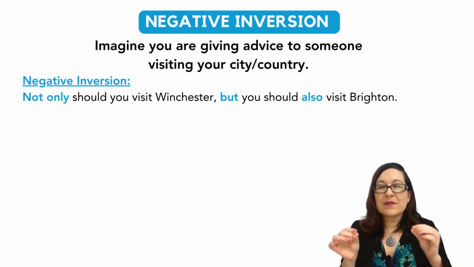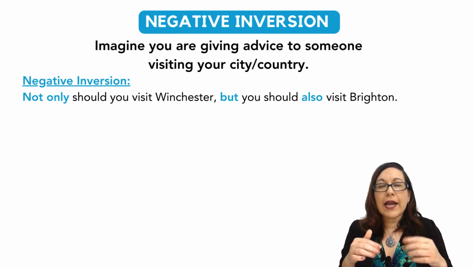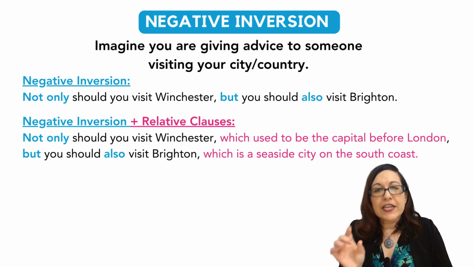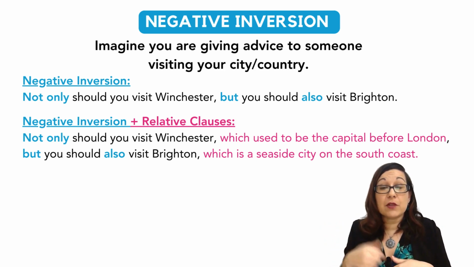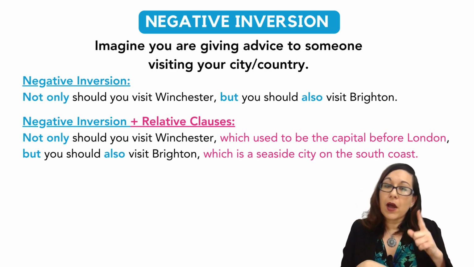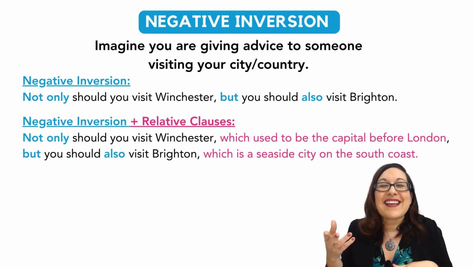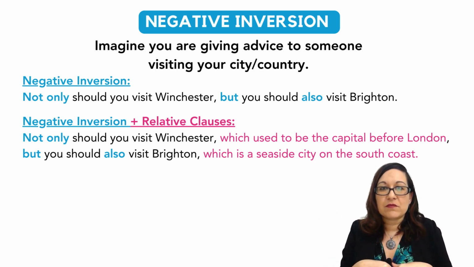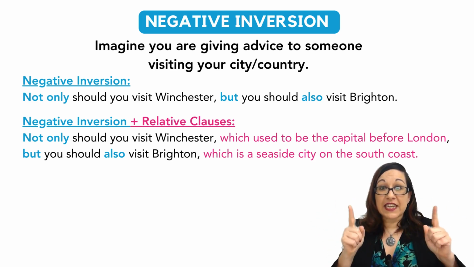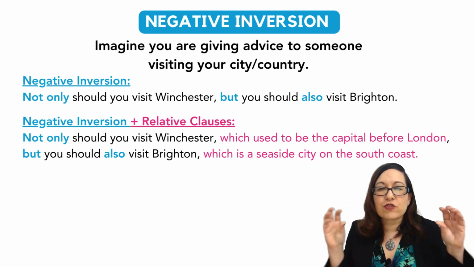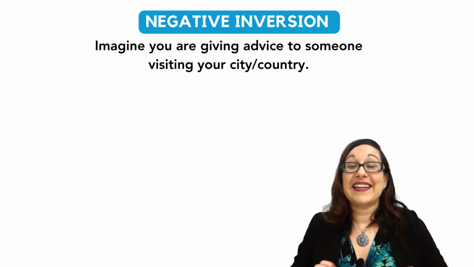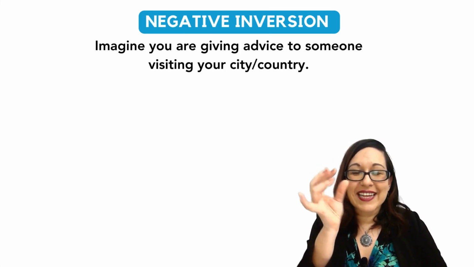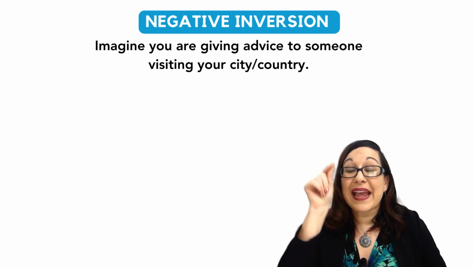What about adding some detail to that? I could say, not only should you visit Winchester, which used to be the capital before London, but you should also visit Brighton, which is a seaside city on the south coast. Lovely. Negative inversion with some extra detail because of those relative clauses. Okay, now can we take this negative inversion and put it into a cleft?